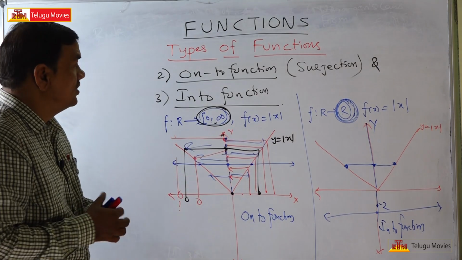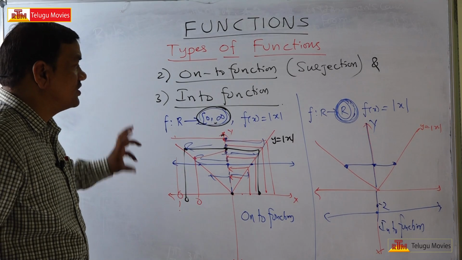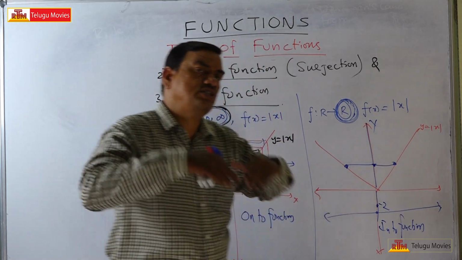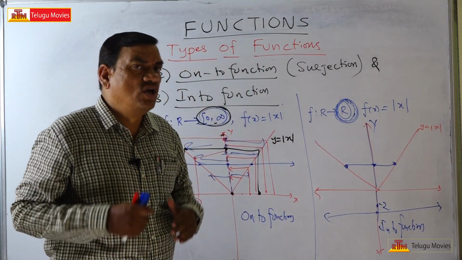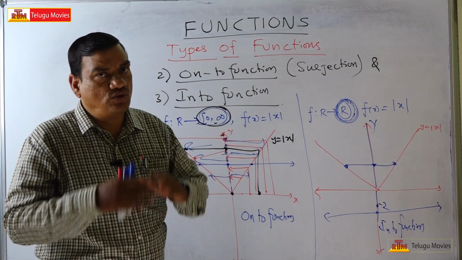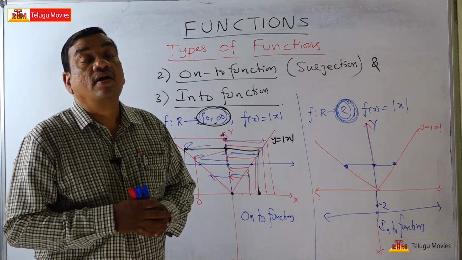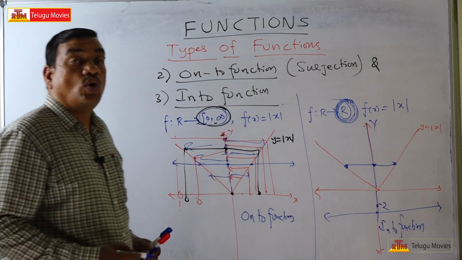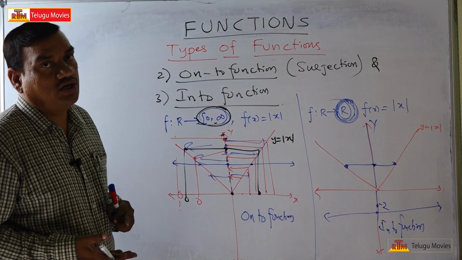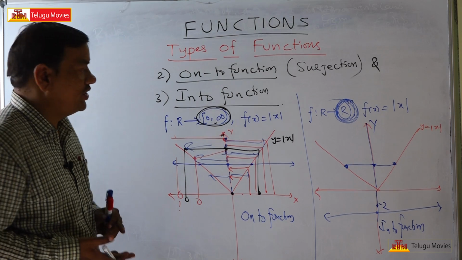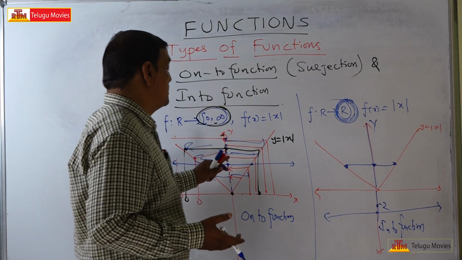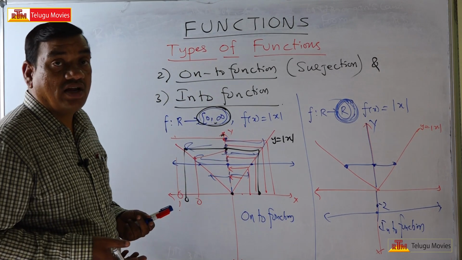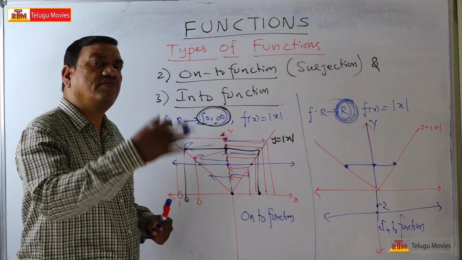So understand this. For onto function or into function, you draw the graph, whatever it may be: y is equal to mod x, y is equal to e power x, y is equal to a power x, sin x, cos x, tan x. Draw the graph first of all. Then take a point from the codomain and draw a horizontal line. If the line intersects the graph more than once, then it is an onto function. Otherwise, it is an into function.